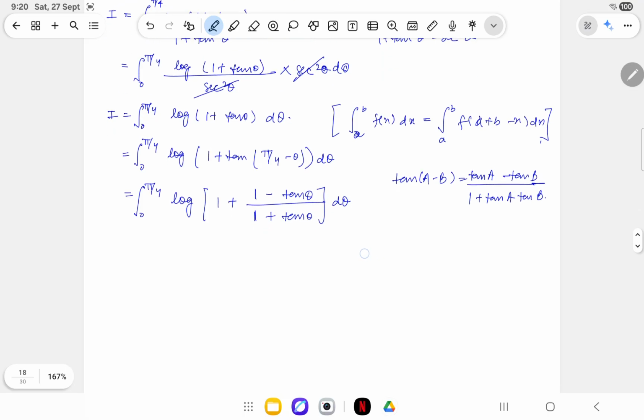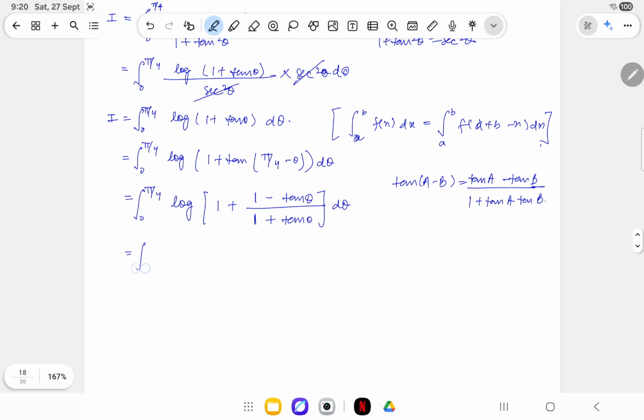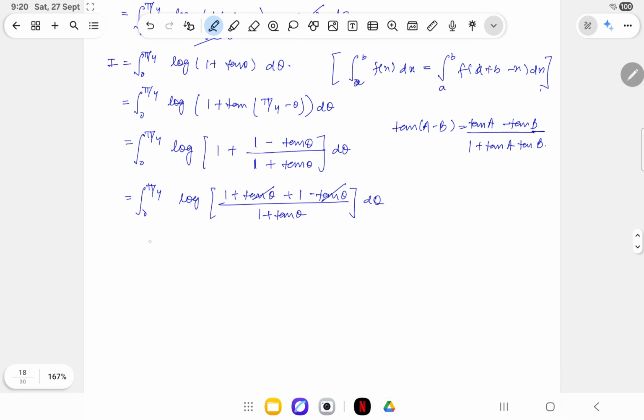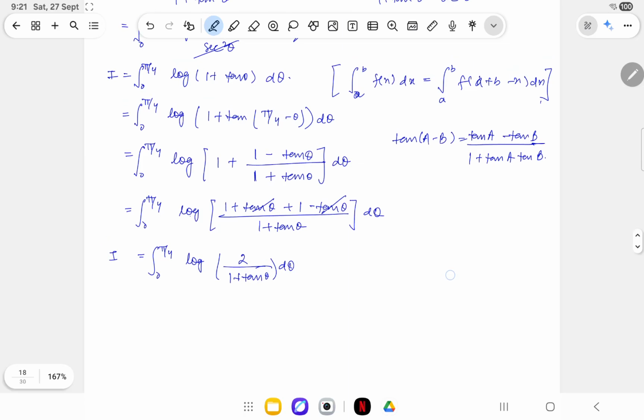Now let's just simplify it. So we'll get integration 0 to pi by 4 log of 1 plus tan theta plus 1 minus tan theta divided by 1 plus tan theta d theta. So this tan theta balances out this. So we're left with integration 0 to pi by 4 log 2 divided by 1 plus tan theta d theta, and it is equal to I.